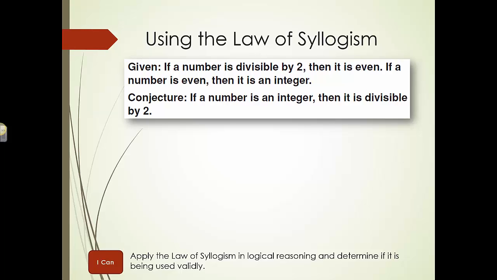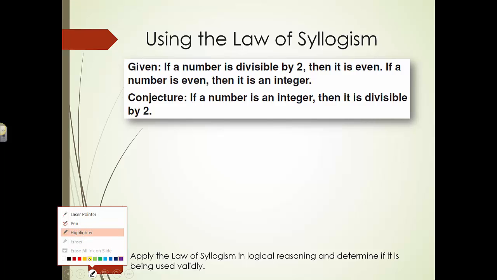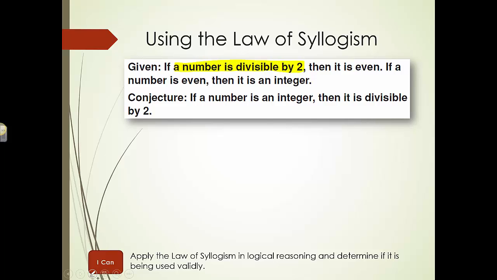Okay, last one. If a number is divisible by 2, then it is even. If a number is even, then it is an integer. So let's go with our colors yet again. Start off with yellow. A number is divisible by 2. Then let's go to green. Then it is even. If a number is even, then it is an integer. Then it is an integer.